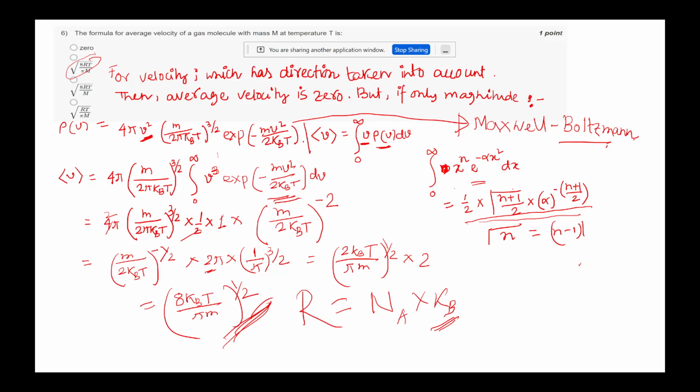Now after putting all those values, we get this, and we will do some algebra that I will not go into the details of because it's quite simple. And the answer should be 8 k_B T by pi m for one molecule, where k_B is Boltzmann's constant, but if it's for 1 mole, this should be R, which is related as the Avogadro number N_A times k_B, and that should be the option.